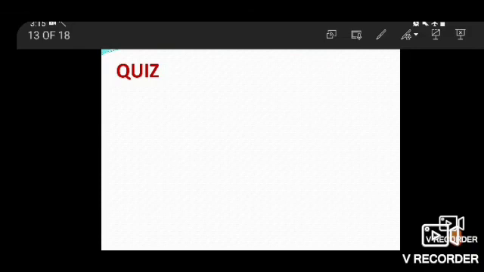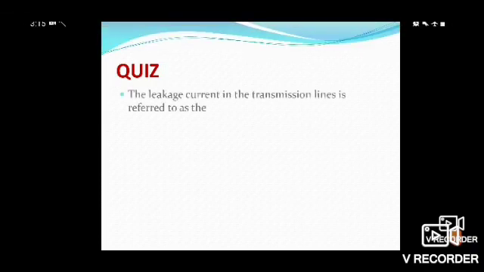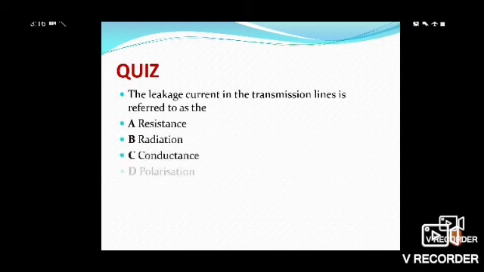Let us have a quiz. The leakage current in the transmission lines is referred to as: A. Resistance, B. Radiation, C. Conductance, and D. Polarization. So what is the correct option? Please note this question.